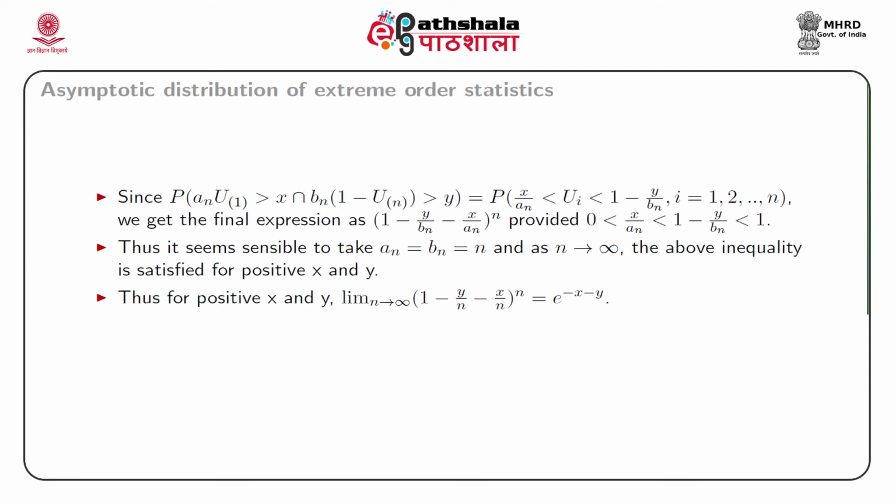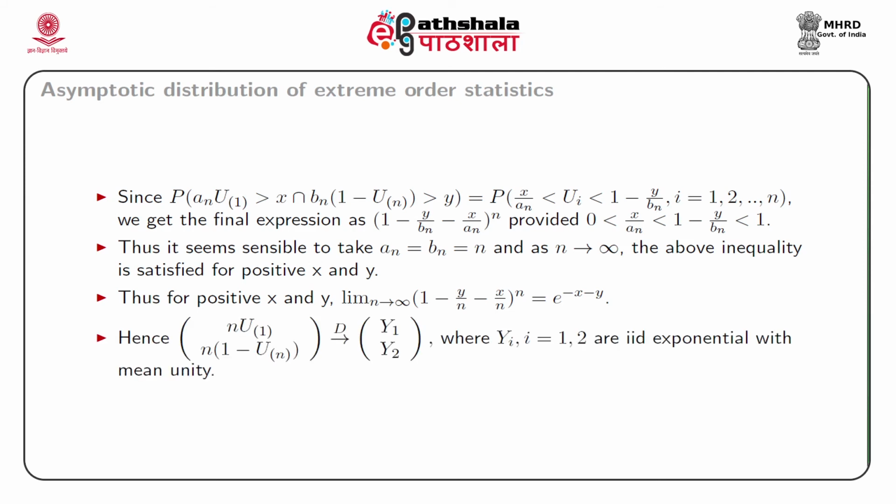Hence, we find that the joint asymptotic distribution of n U(1) and n(1 - U(n)) is the joint distribution of Y1, Y2, where Yi are IID exponential variables with mean unity.